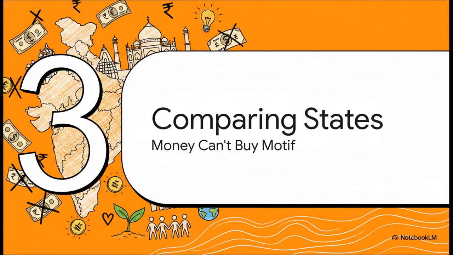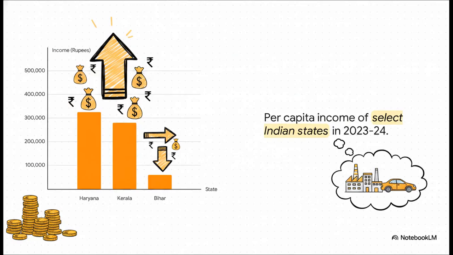Comparing states and nations, and the money can't buy motif. We're going to look at a real-world example right here in India to see exactly why income alone is such a flawed measure. Looking at data from 2023 to 2024, let's compare the per capita income of Haryana, Kerala, and Bihar. Haryana is sitting at the top, boasting an impressive 325,759 rupees. Kerala is behind them, and Bihar is at the bottom, with just over 60,000.